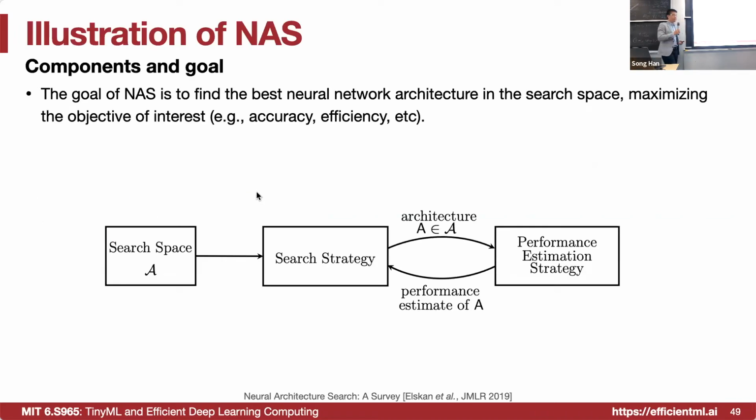Okay, so here's the illustration of NAS. It has three critical components. We want to design a search space. What are the building blocks? What are the possible choices we can have? And then we have this search strategy. How do we search? How do we pick among this gigantic search space? And then after picking a design from the search space, we want to have a good performance estimation strategy.